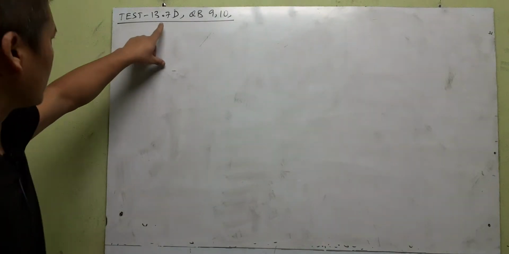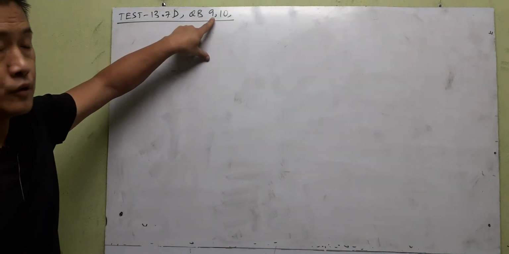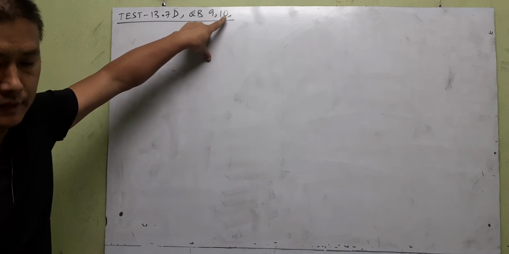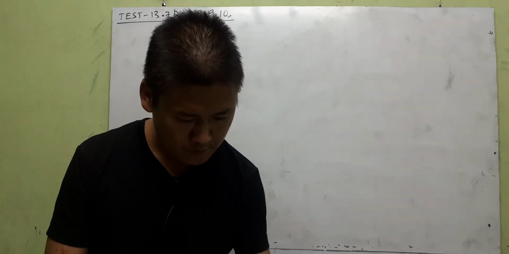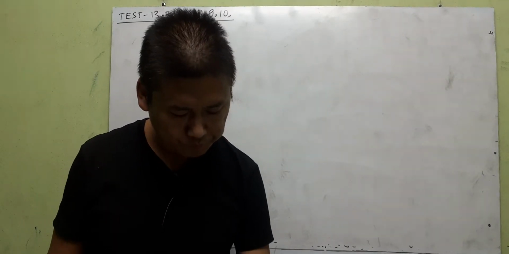So this test 13.7D will cover 2 questions, 9, B9, 10. Okay, go to page 250 of your textbook. There it is. Let me read the first question.